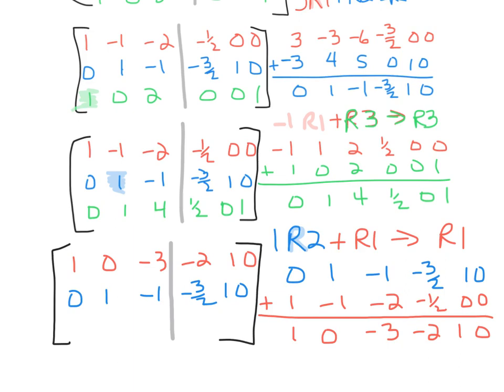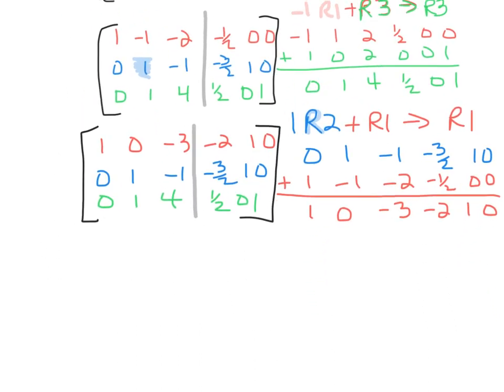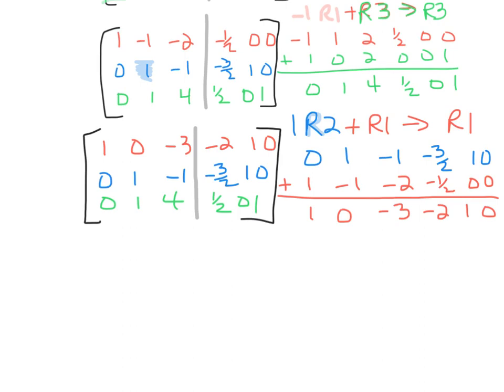I now need to fix the green. Let me go ahead and just fill it in. All right, I'm now fixing this green one. It needs to become a 0. I'm taking row 2. I'm going to multiply it by -1 and add it to row 3 to get my new row 3.